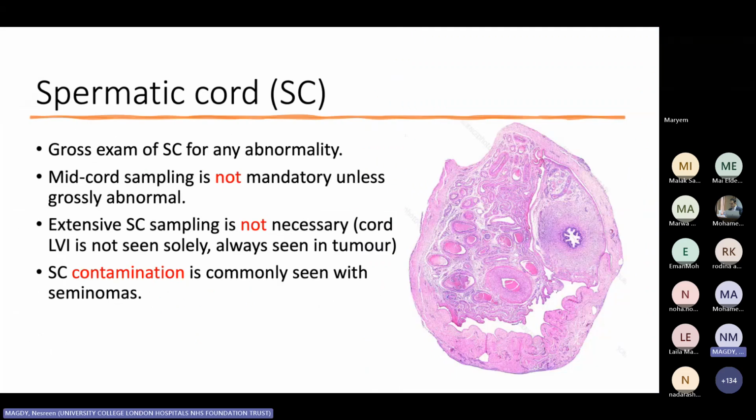For the spermatic cord, we have to examine the cord for any gross abnormality. It's a good practice to take a section from the midcord, but it's not mandatory unless there is a gross abnormality.